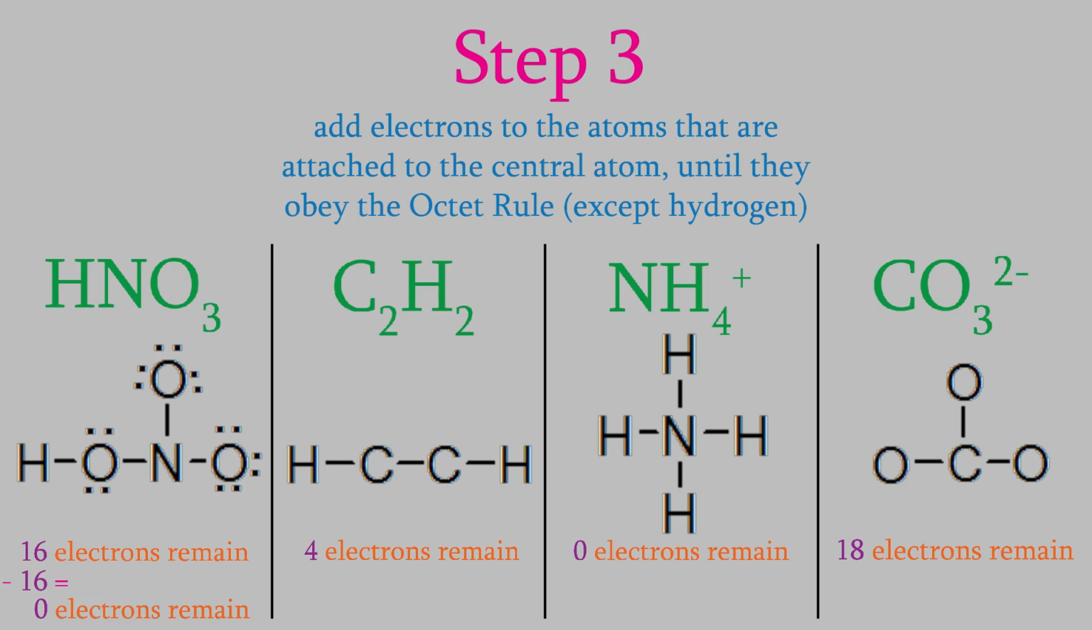Now we'll do the second molecule. Remember, we don't add dots to the central atoms yet. We're adding dots to the atoms that are attached to the central atom. In this case, that's the hydrogens. And in this molecule, they don't need any dots, so we'll leave this molecule alone. The same is true for this third molecule. The outer atoms are hydrogens, and they don't need any dots. In the last molecule, each oxygen needs 6 electrons, so we'll put 6 on each for a total of 18. That means there are now no more valence electrons remaining.